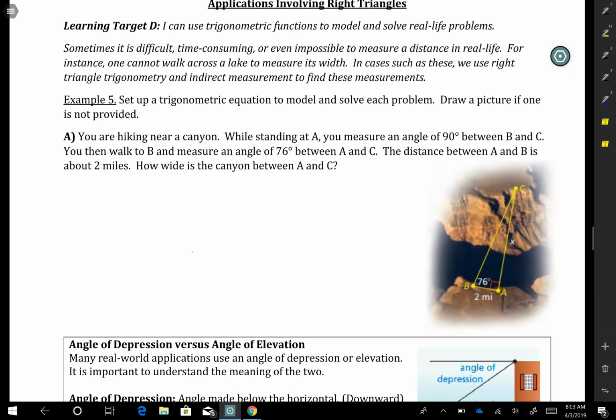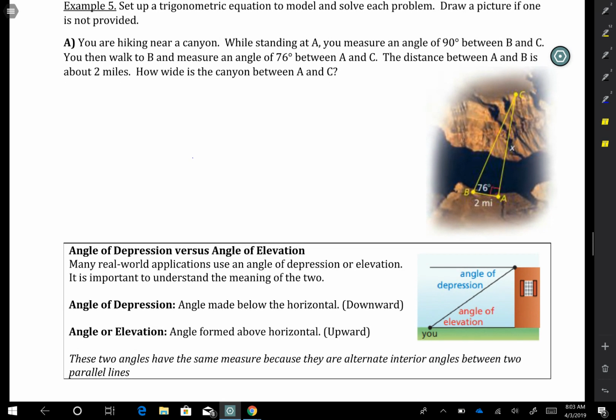So this problem luckily has a picture. So we can look here, and all the information that I just read in the problem is drawn on this canyon. So we have drawn a right triangle. The right angle is at A, and then we have an angle of 76 degrees. We're trying to find the distance across the canyon, which obviously would be impossible to walk across. So let's set up a trig equation, knowing that our 76 degree angle is where we're going from, so that our x is opposite of that, and our 2 miles is adjacent.